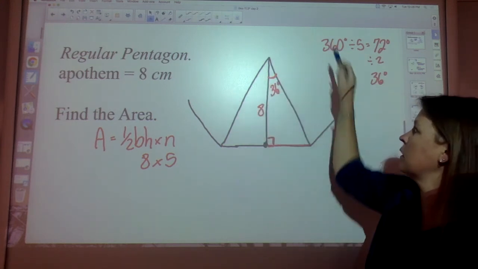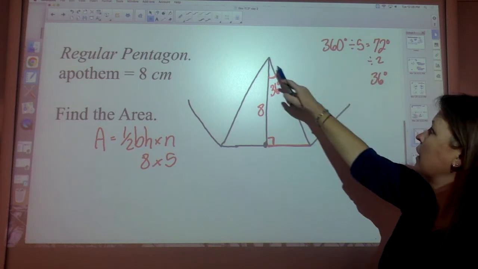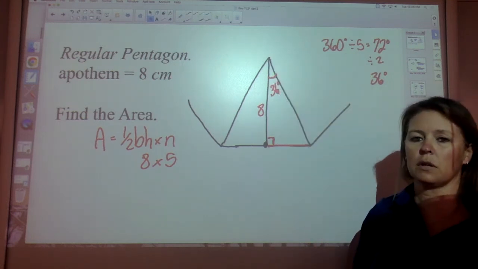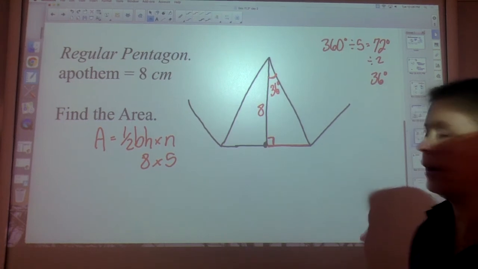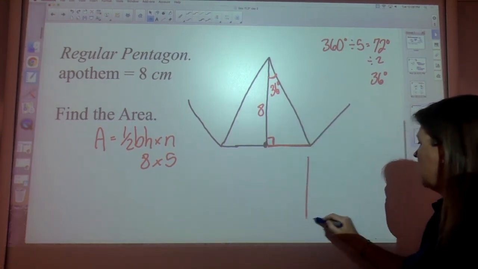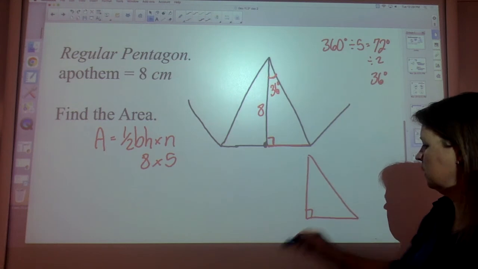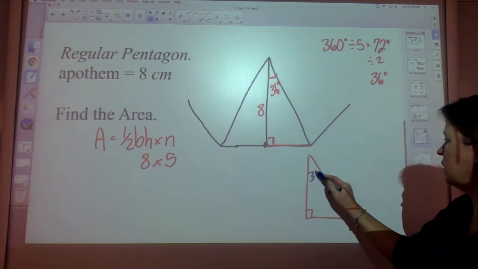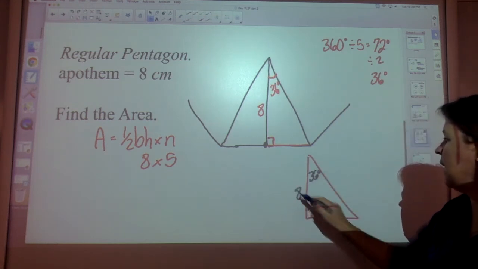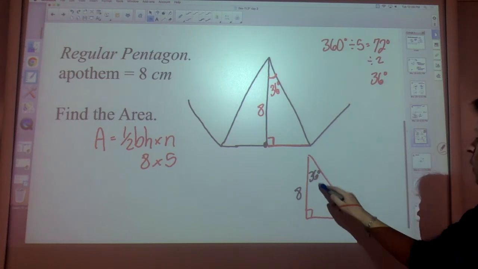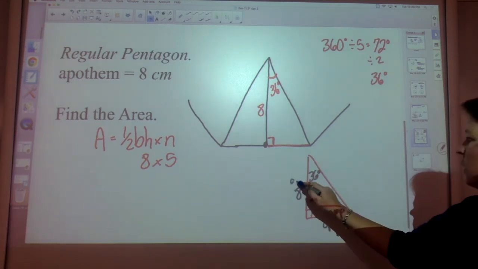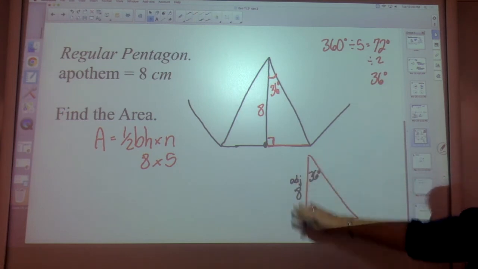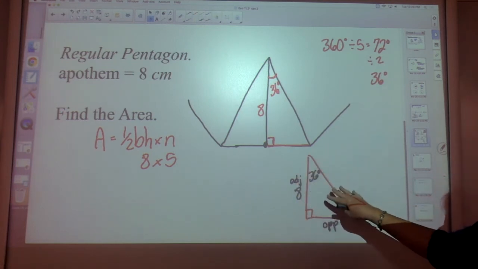So find the central angle by dividing by 5. Find half of the central angle by cutting it in half. You're basically just working with a right triangle right now. If you don't want the whole picture, just redraw it as just a right triangle. Do some trig. This is 36. This is 8. We're looking for this. Where is that? Opposite. Where is 8? Adjacent. If it's easier to just look at a triangle the way we did trig, do it.